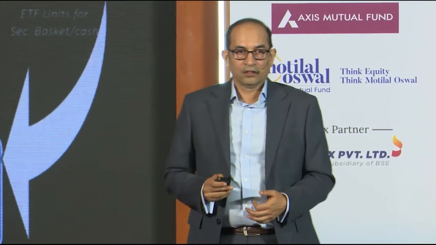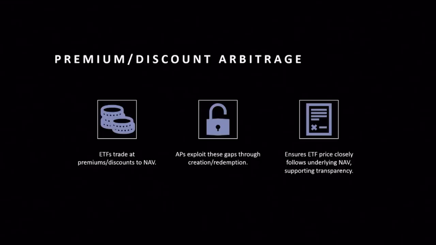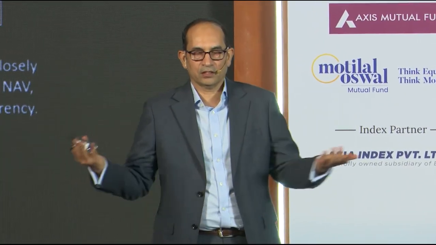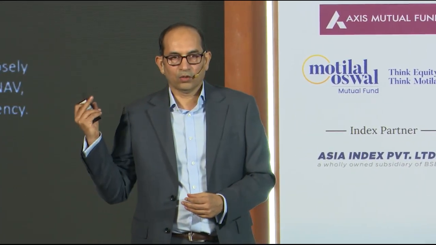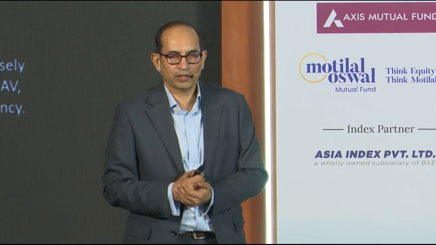Right? So what is the premium discount arbitrage? Again, introducing a little bit of a term out here. When an ETF trades lower than its indicative NAV, that's called the ETF is at a discount. That literally means there's more supply, less demand. And the authorized participant will buy from the market, redeem with the AMC, make money on the arbitrage.